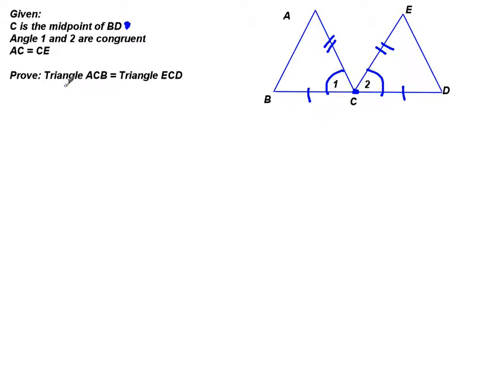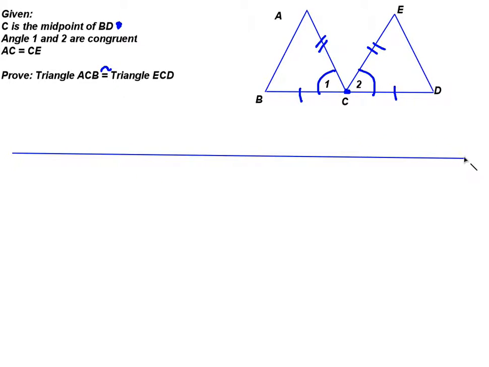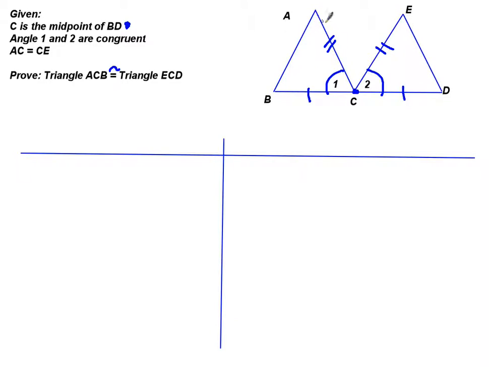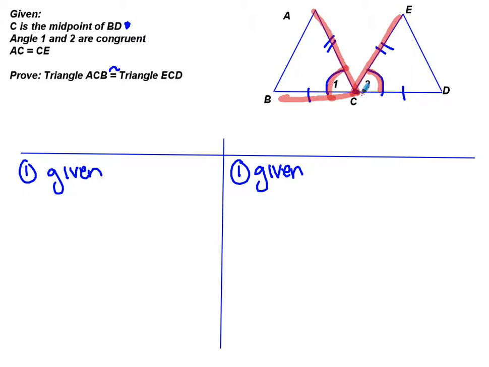So now I'm trying to prove that the triangles are congruent. So let's use my T-chart to write it all out. Take a moment to think, which postulate would you use to prove these two triangles congruent? So if you analyze your picture, you have enough information to prove side, angle, side. So we're going to use SAS here.